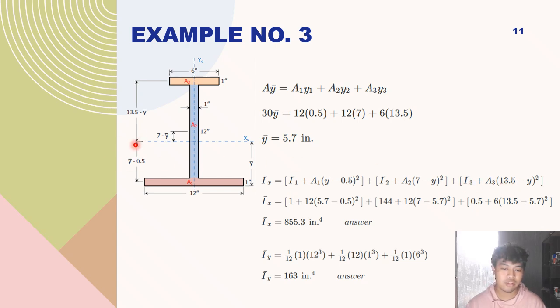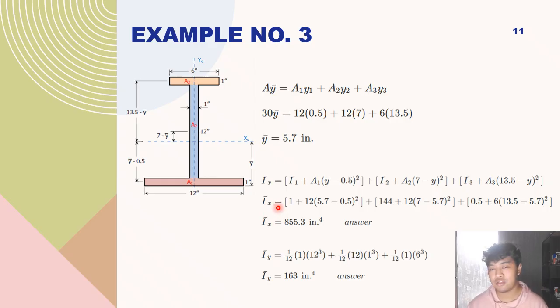So the moment arm for area 3 is 13.5 minus y-bar. So y-bar is from this point up to the bottom. That means this remaining is going to be 13.5 minus 5.7 inches. So we just have to put all the data into our formula.